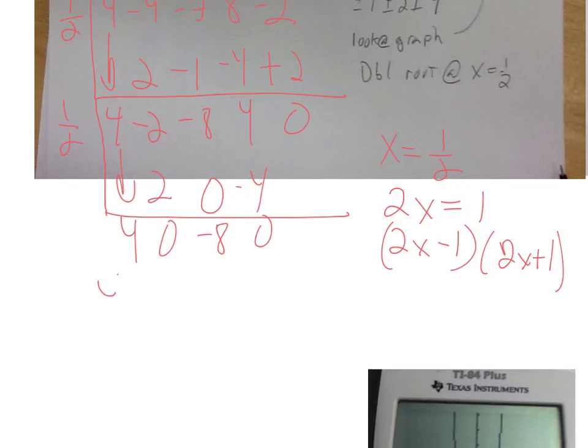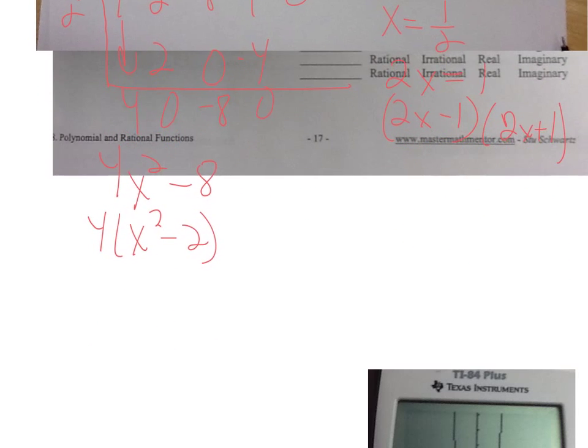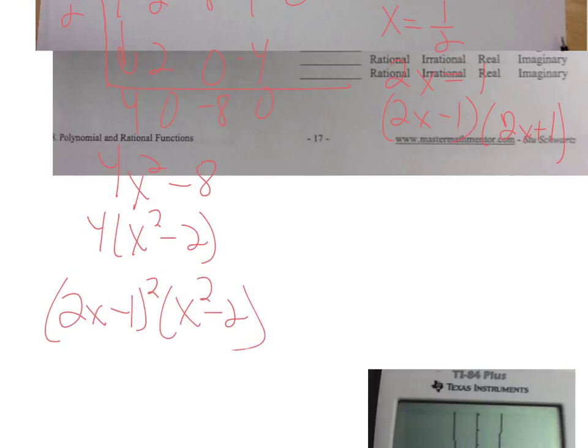Then I've got this 4x squared minus 8. And I'm going to try to factor that. Well, I'm going to factor out a 4 because there's a GCF of 4. And x squared minus 2 is not going to factor. So what do I have for my factors? Well, I've got 2x minus 1 times 2x minus 1. I'm going to be lazy and write that as squared. I've got this x squared minus 2. And then I've got this 4 coming along for the ride. So that's all the factors. That's the fully factored form.